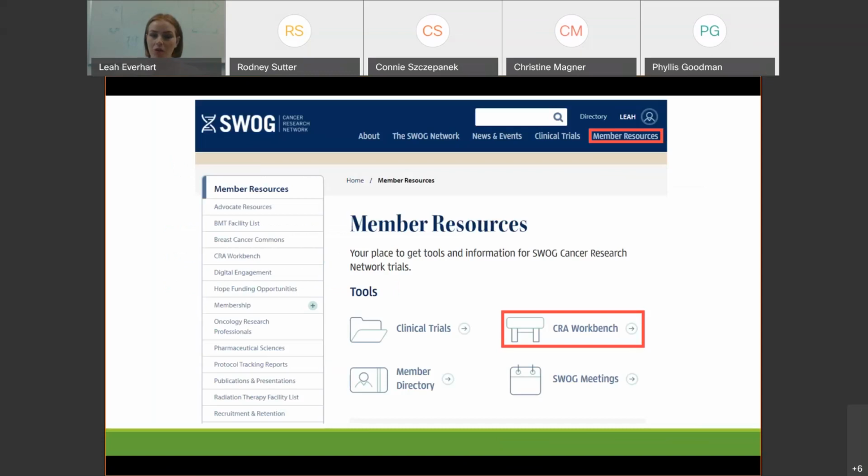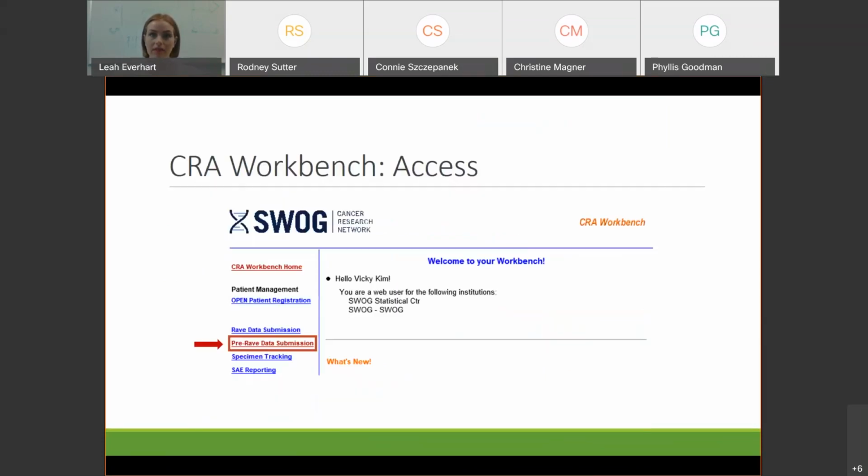So to access the CRA workbench, you're going to go to swog.org and log on using your CTEP ID and password. And from the member resources link that's highlighted in the right-hand side of the page there, you'll click on the CRA workbench link. Next slide. And from the CRA workbench homepage, you'll click on the Pre-RAVE data submission link, which is highlighted on the left-hand side of this page, which is where you'll be able to search for patients. Next slide.